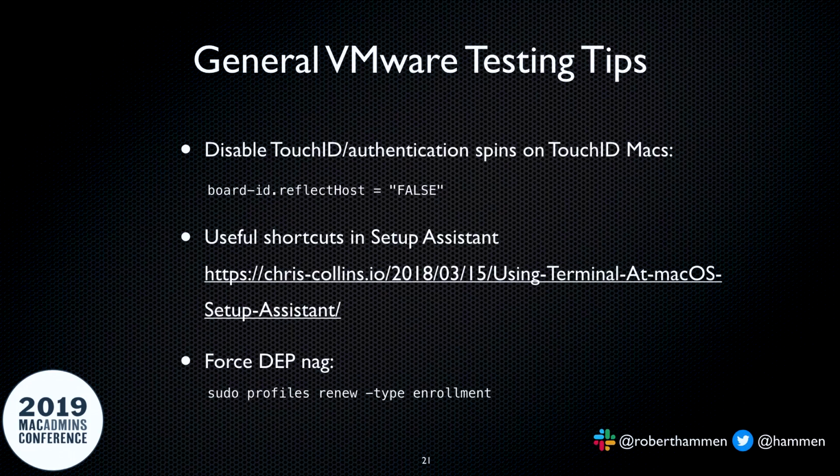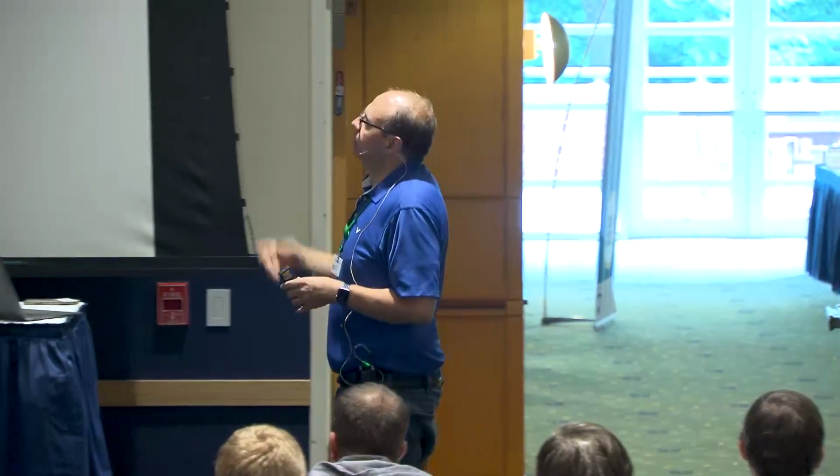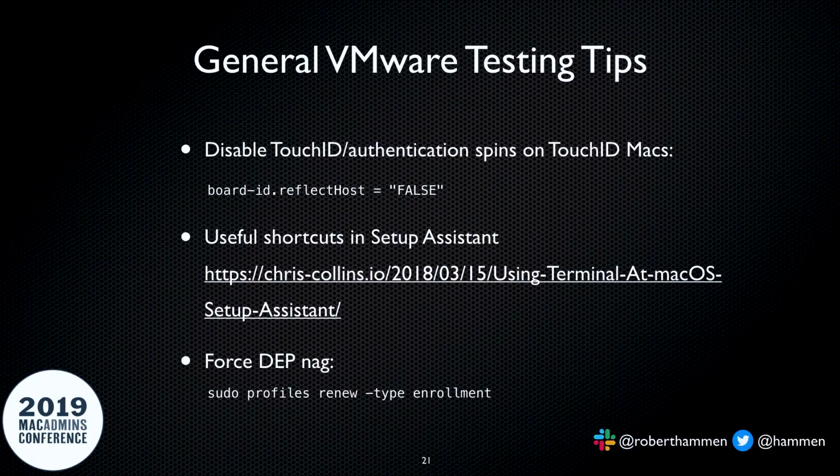A couple more things when you're testing device enrollment. Keyboard shortcuts to bring up the terminal or the console when you're at the Setup Assistant window to see what's going on are documented in Chris Collins' blog. And the last thing is the command you can use, when you're testing enrollment and you run into issues and you need to reforce that prompt. National Institutes of Health would like to manage your Mac. When you want to get that prompt to come back up, you can use sudo profiles renew -type enrollment to get the device enrollment nag window to pop up.